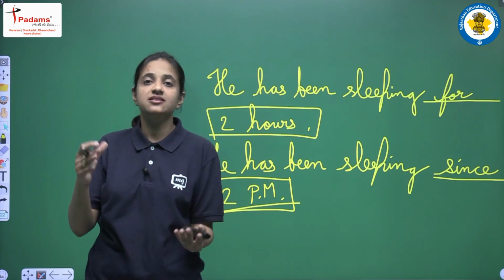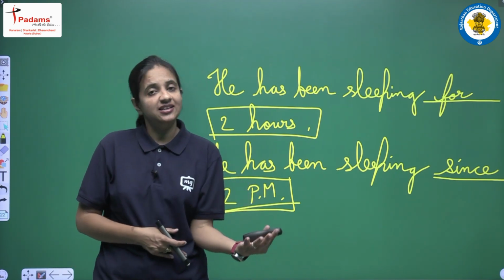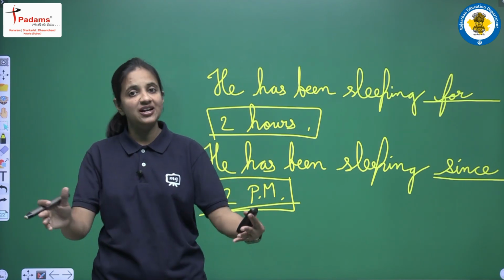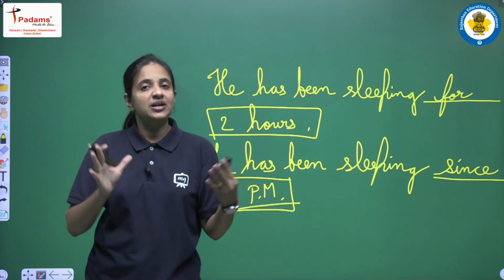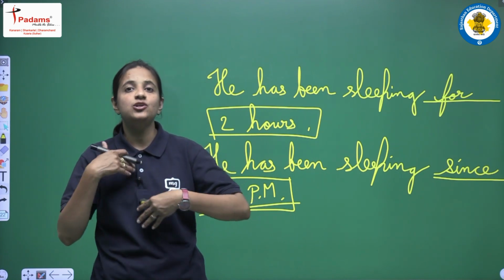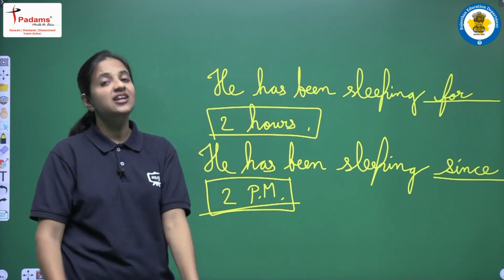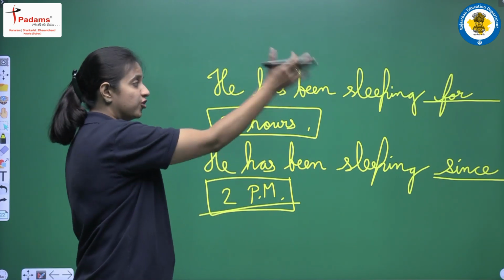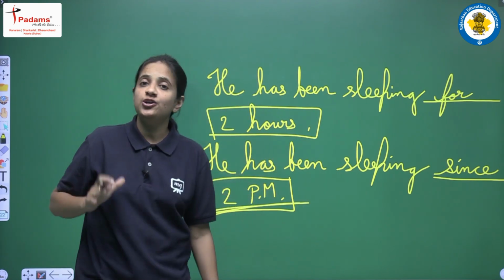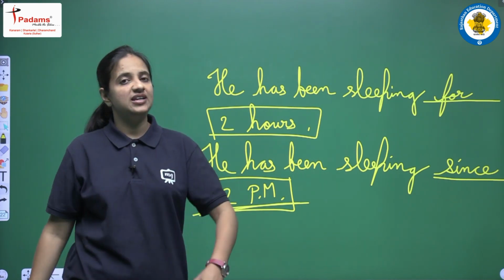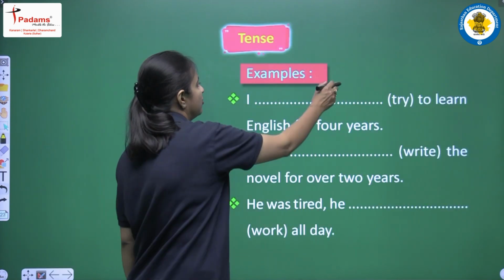Similarly, if we say since Sunday, then this is the point of time. And if I say for 5 days, then 5 days is a period of time. Similarly, if I say for 7 years, then 7 years is a period. But if I say since 2020, then 2020 is the exact time, the point of time, right? So this is the difference between since and for. For is always used to show the period of time, and since is always used to show the point of time, the exact time, or the particular time. Clear?